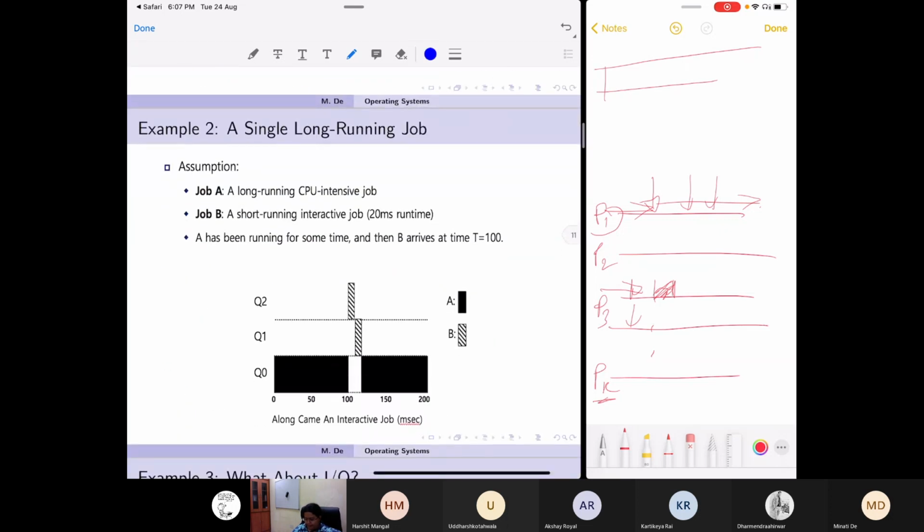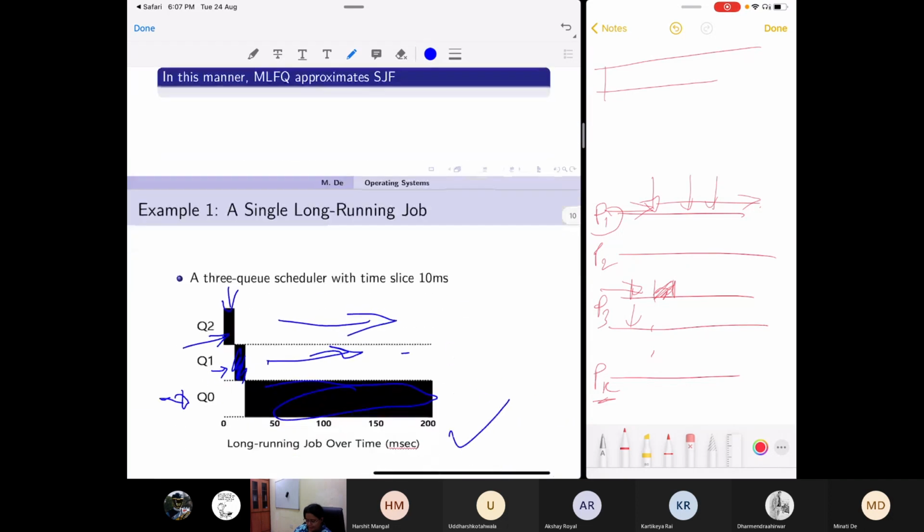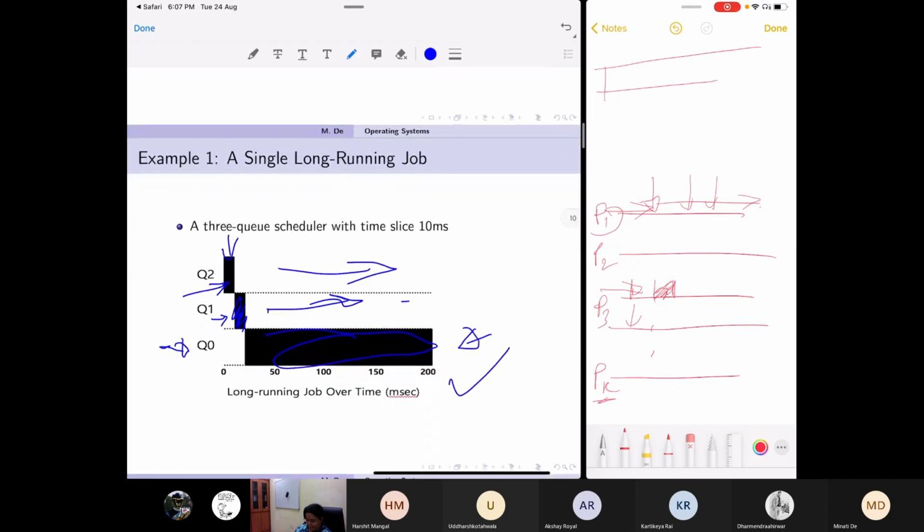Okay, now let us see another example. Here I have again two jobs. Job A is a CPU intensive job, and job B is an IO interactive job. This is the color corresponding to them, and this is the highest level. So A is this same job. It was here.